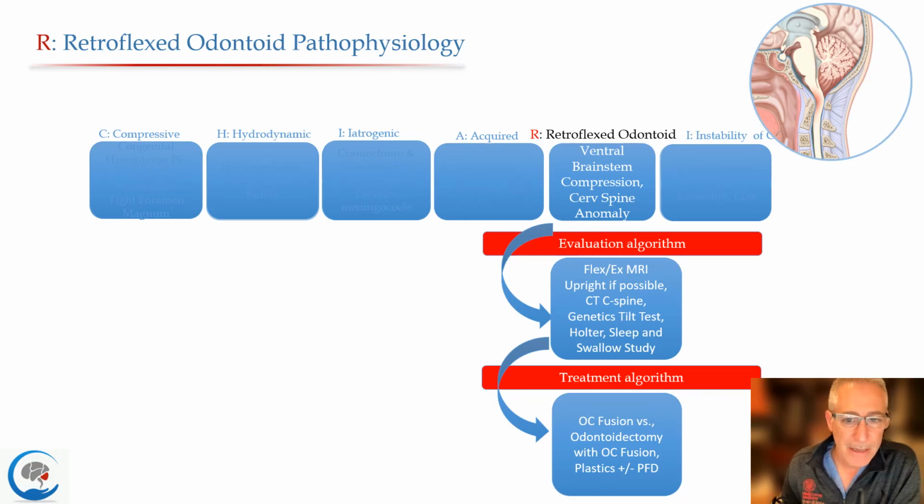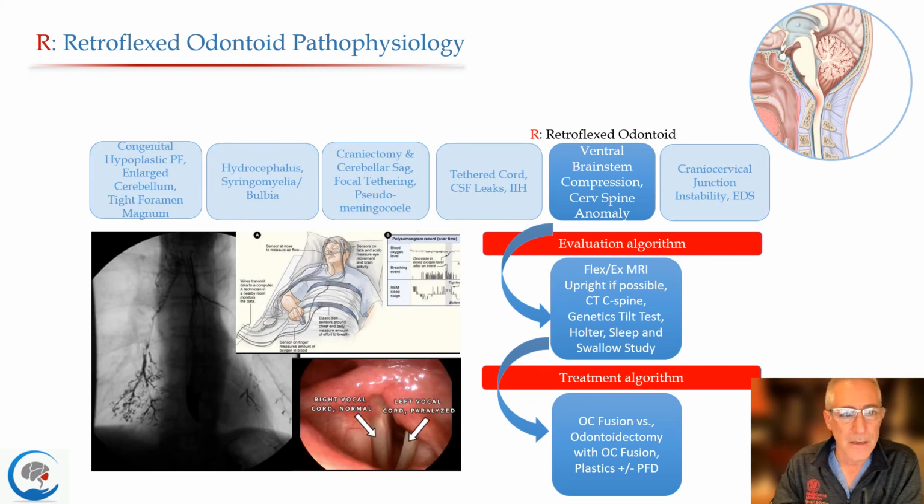And these patients may end up with a more complicated surgery as well. And so sometimes an odontoid resection is needed, sometimes just an OC fusion is needed, and sometimes a combination of the two. And I'll show you sort of an example here. Those are just some examples of a failed sleep study and a failed ENT evaluation.